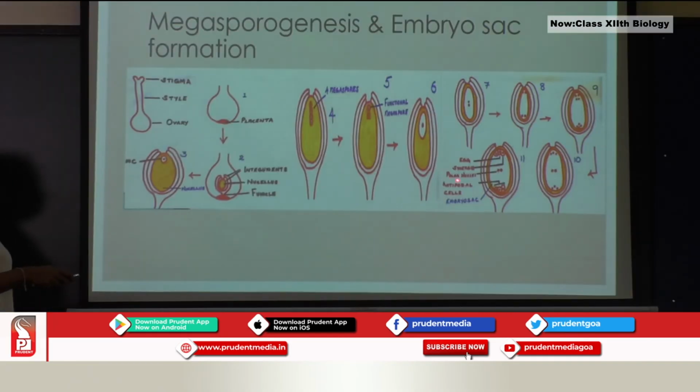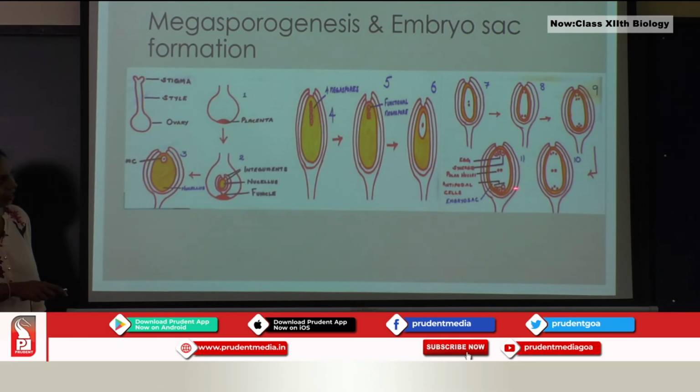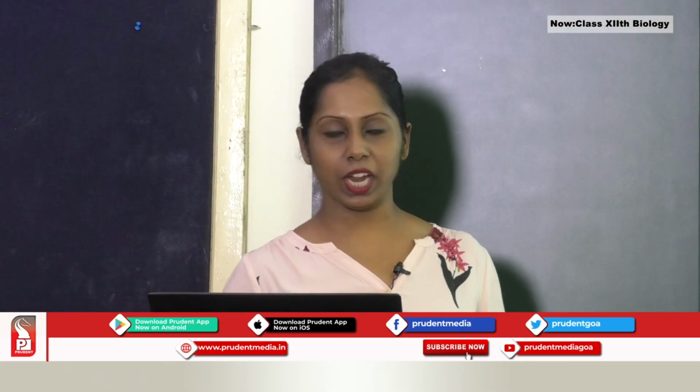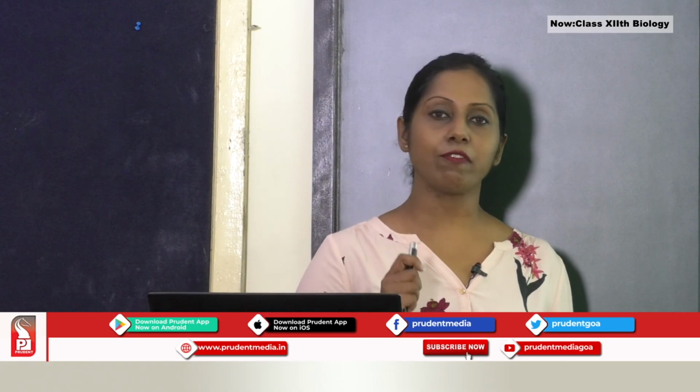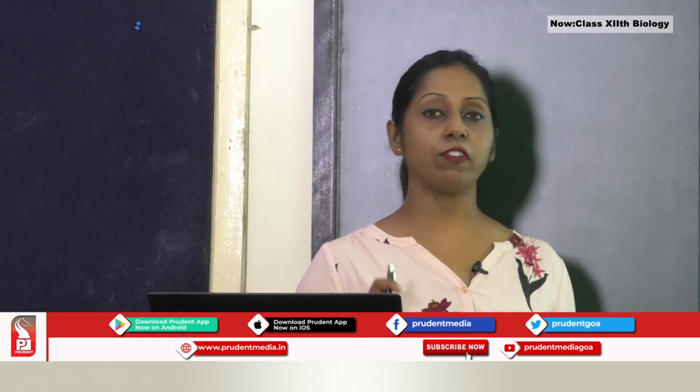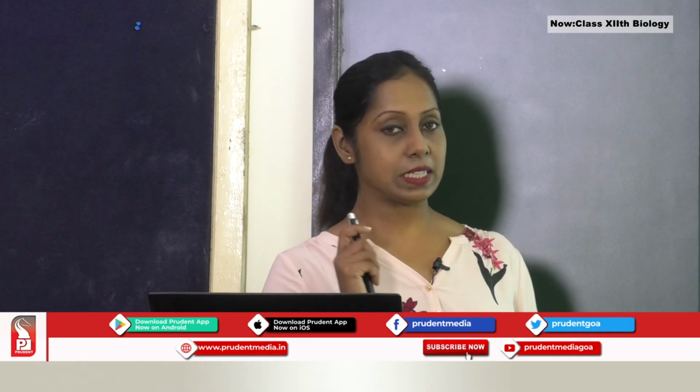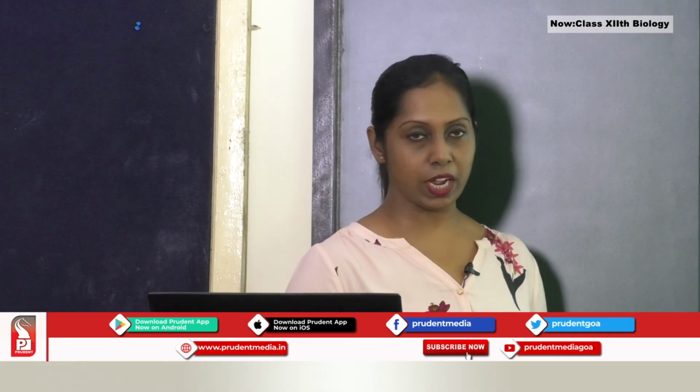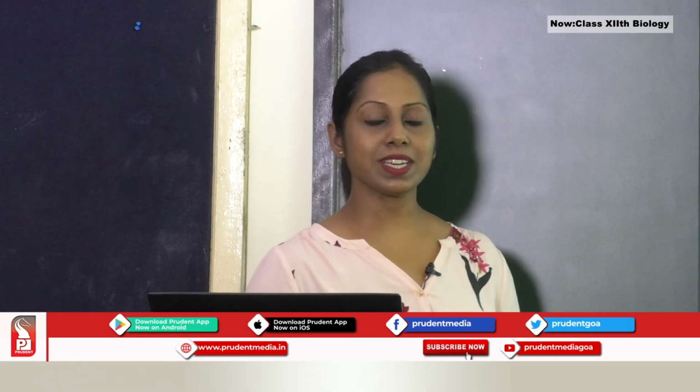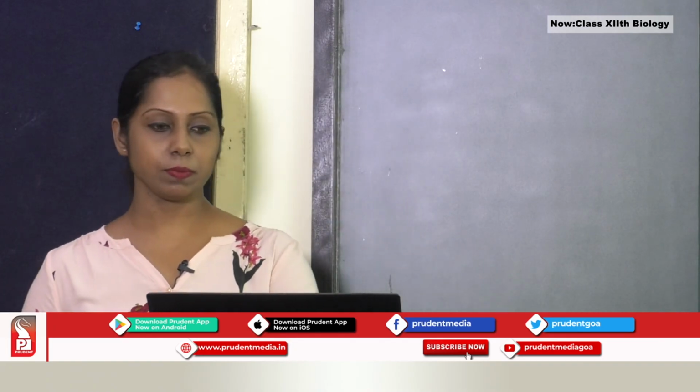Isn't it so? Why is it 7-celled, 8-nucleated? Have a look at this. 3 cells on top, 3 cells at the bottom. Total 6 cells. And 1 cell, this is the central cell. It is carrying how many nuclei inside it? 2 nuclei inside it. So total how many cells? 7 cells, 8 nuclei. So this is the characteristic feature of the embryo sac or the female gametophyte. It is 7-celled, 8-nucleated. Did you understand the structure of the embryo sac, students?